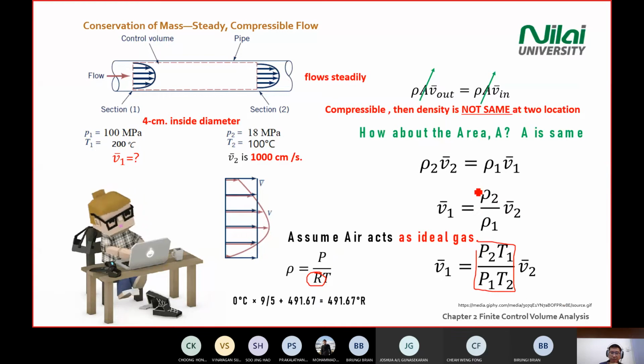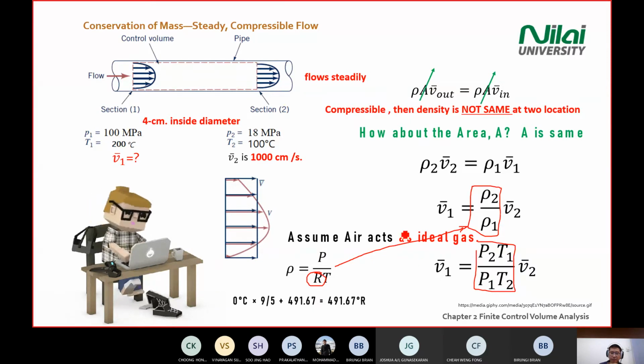Okay, from this one, you substitute inside here. So you have this term 2, this term 1. You simplify, cancel out the R. You get P2 divided by T2 times P1, T1 divided by P1.